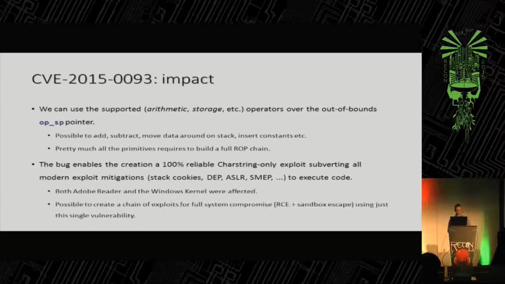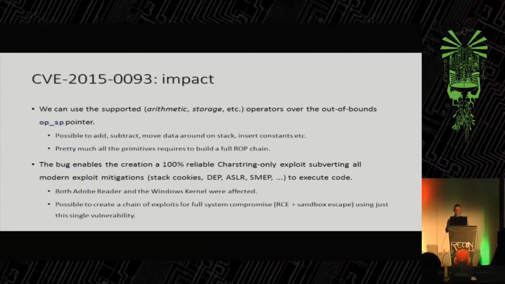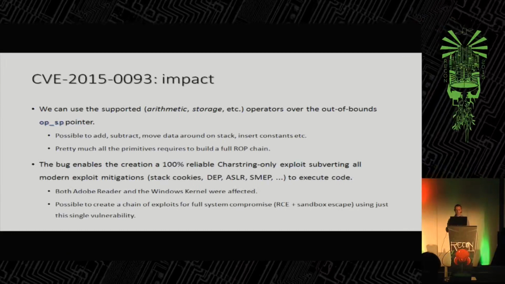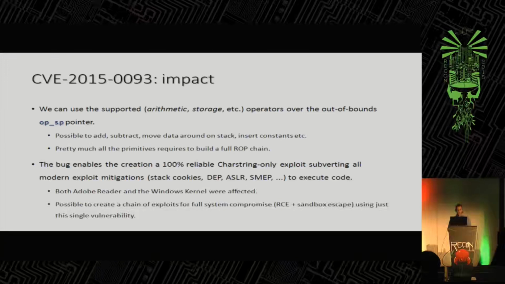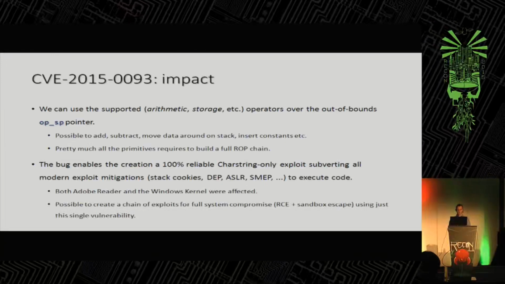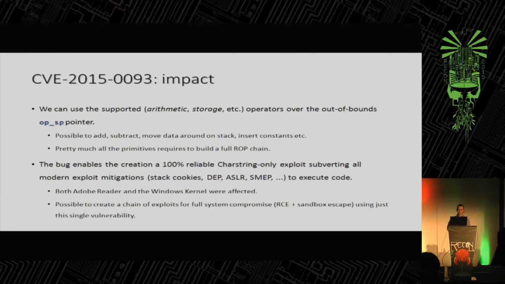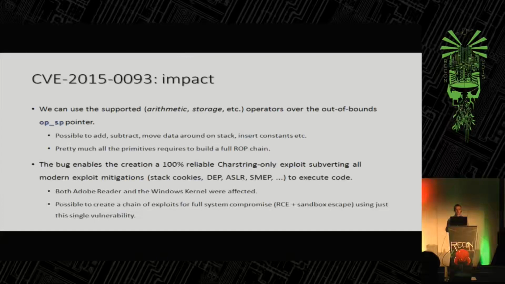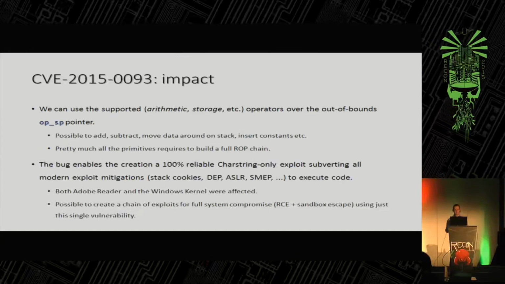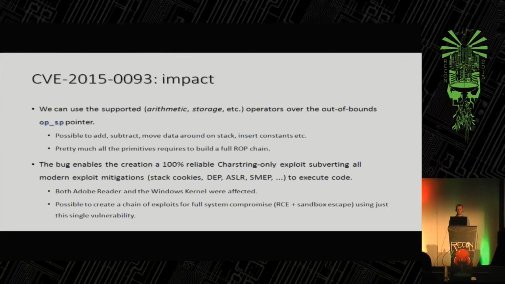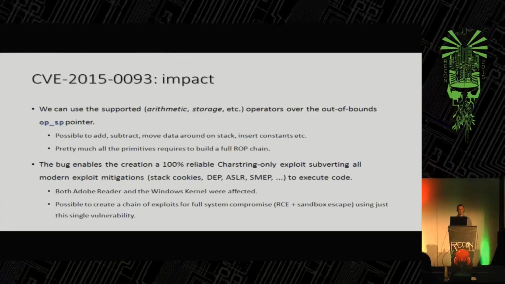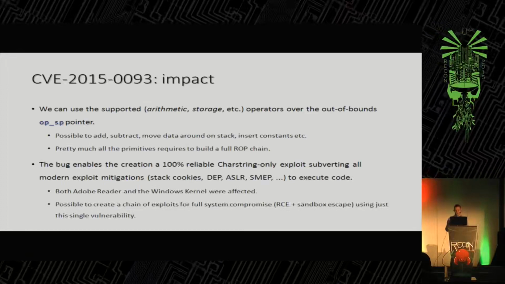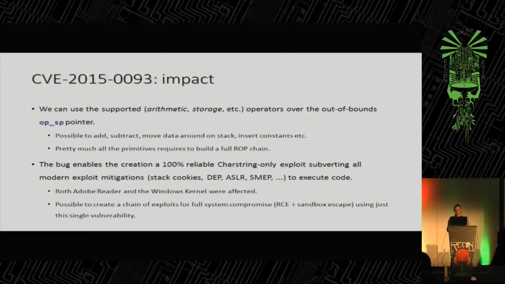But it gets even better because it turns out that we can use all of the supported operators from the char strings, such as addition, subtraction, the other arithmetic stuff. And this is pretty much sufficient to create a full ROP chain using just char strings itself. So as a result, the bug enables the creation of a 100% reliable char string only exploit, which subverts basically all of modern exploit mitigations. Stack cookies, obviously, because you can control where on the stack you modify data. DEP, ASLR, because you can just build a ROP chain for yourself, SMAP, etc.